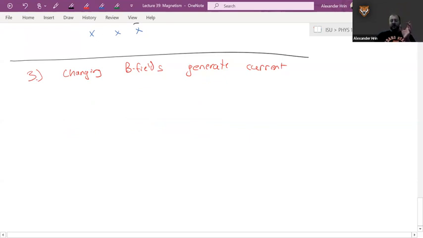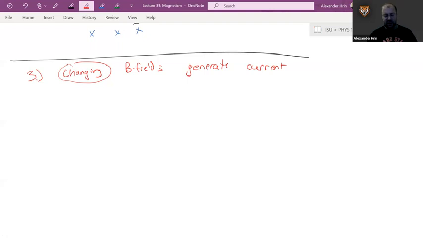So instead of saying a moving B field, we'll often say a changing B field. What we really mean by a changing B field is if we have a permanent magnet and we move it around, that changes the B field, and doing that can generate current. Now what you need, it turns out, I'll just try a simple diagram of this.